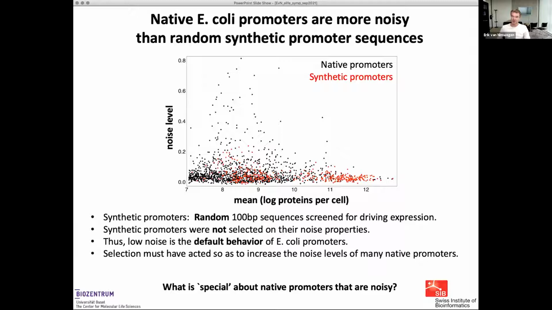Now, we know that these synthetic promoters were not selected for their noise properties. So what this shows is that if you just take random sequences that express in E. coli, their default behavior is to have low noise. This means that these noisy native promoters that we see must have been under some pressure of natural selection that increased their noise levels. So this raises the question, what is special about these native promoters that are noisy?